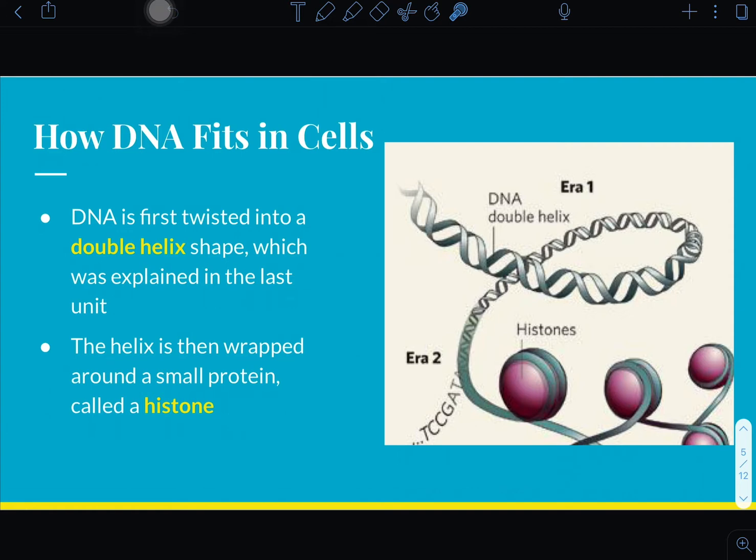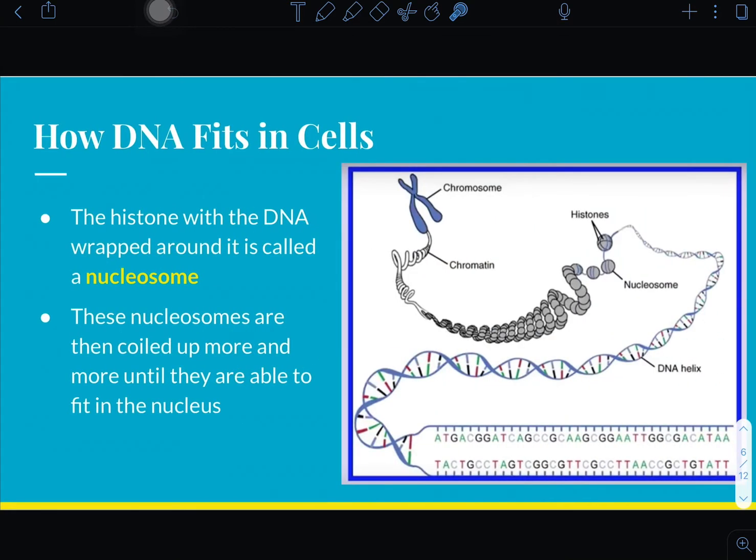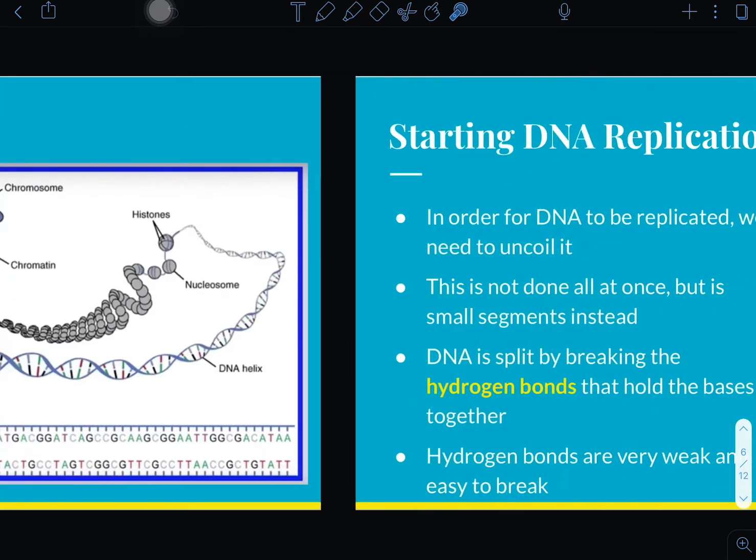DNA is first twisted into what we call a double helix. You should know that DNA is a double helix. Watson and Crick came up with that idea. This helix is wrapped around small proteins called histones. DNA wraps around proteins called histones. Then those coil, and then those coils coil, and then those coils, we get the idea of chromosomes. They're wrapped around these other proteins called nucleosomes. Then these are coiled up more and more until they're able to condense and wrap up into the nucleus.